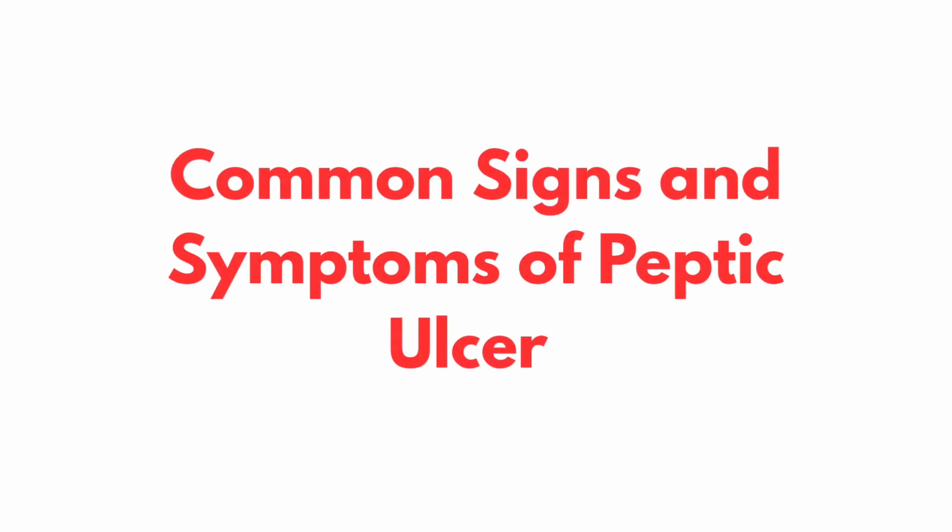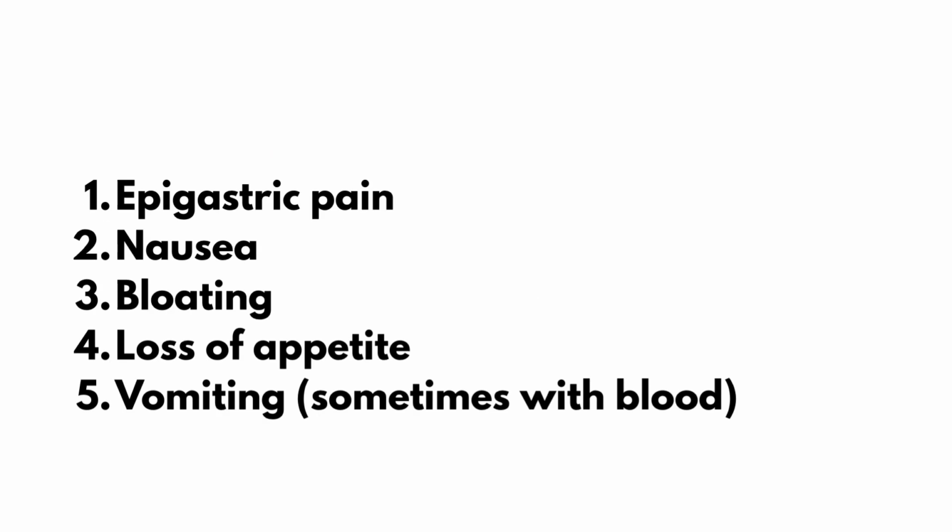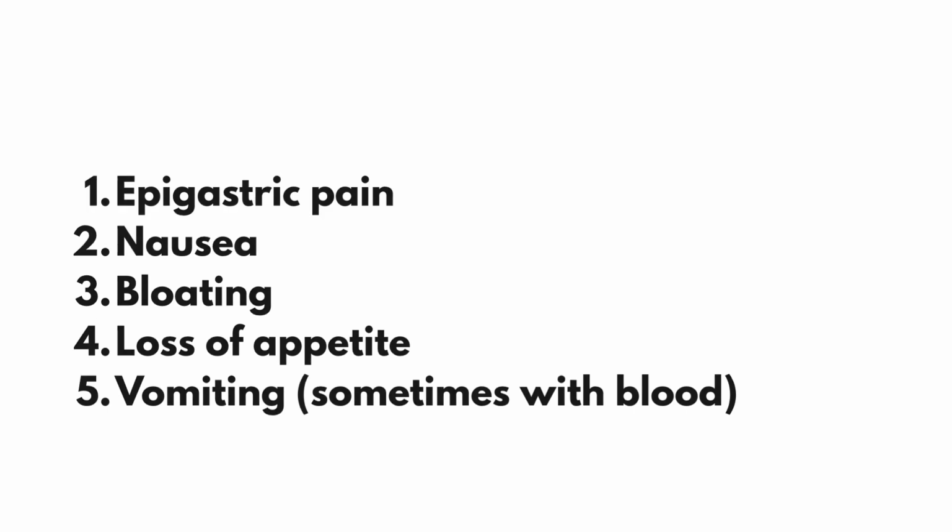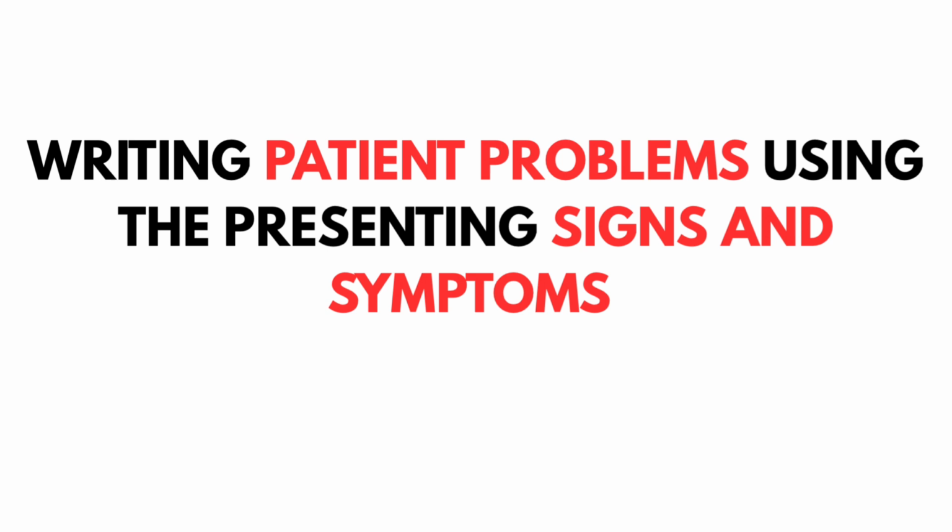Common signs and symptoms of peptic ulcer. Epigastric pain, nausea, bloating, loss of appetite, vomiting, sometimes with blood. Writing patient problems using the presenting signs and symptoms.